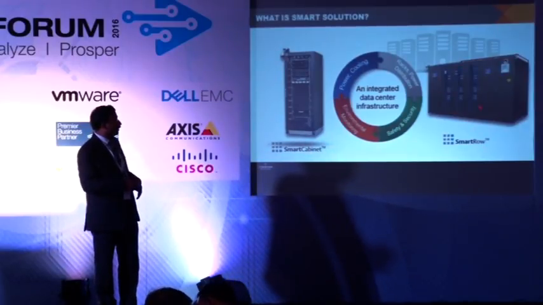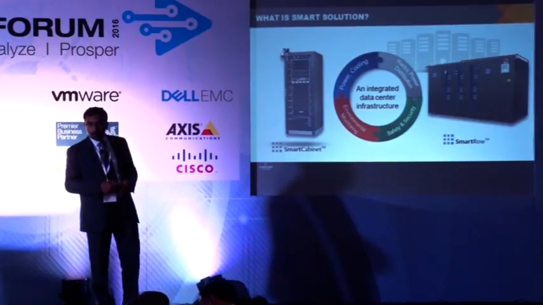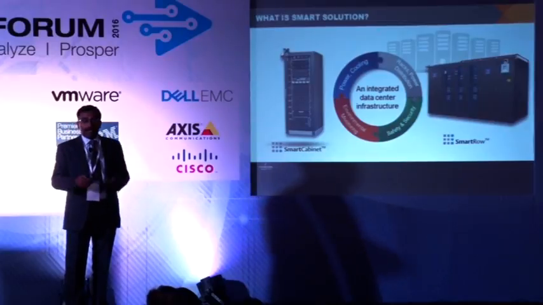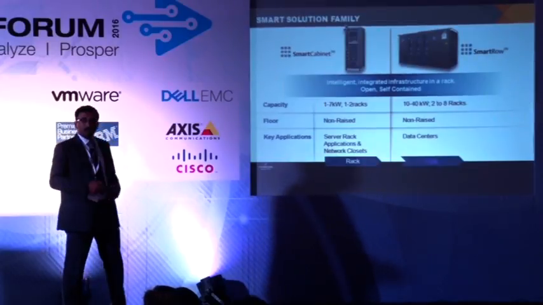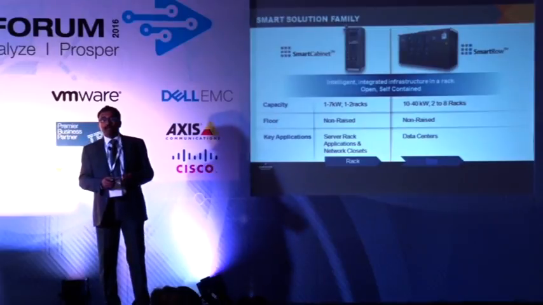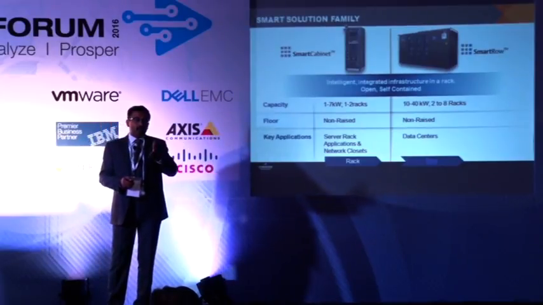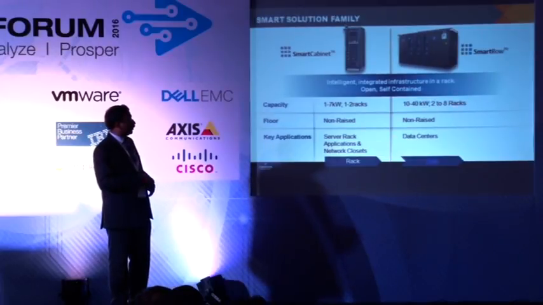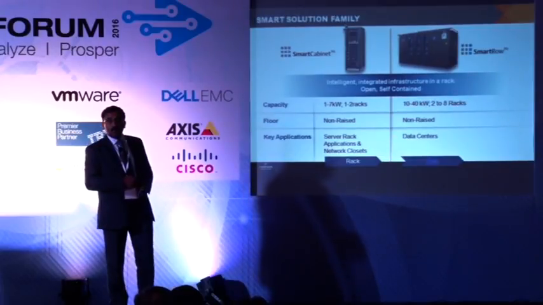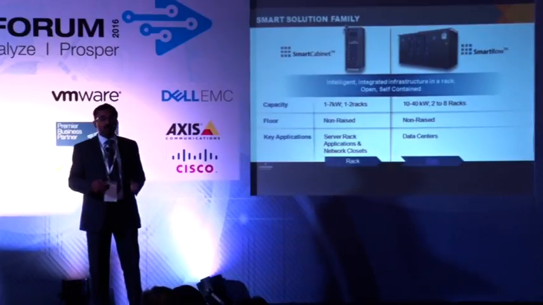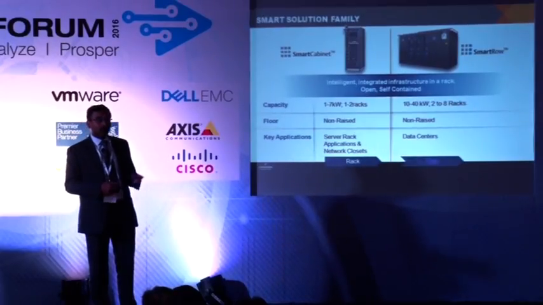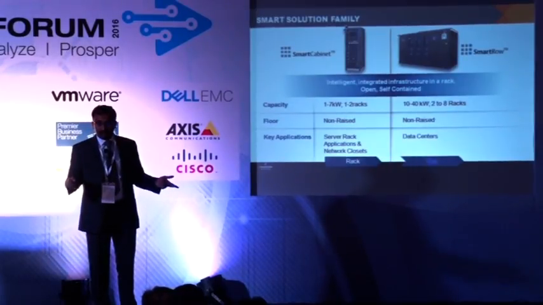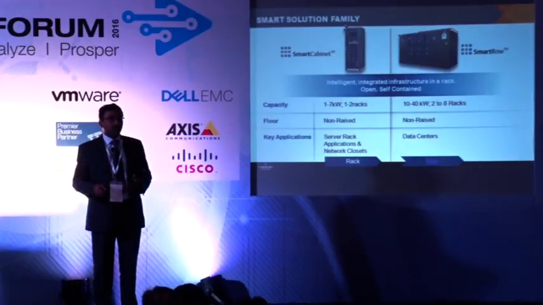When you have more racks, we call it a smart row. And there is something we call a smart aisle when you have more than 8 racks. So we talk about 1 or 2 rack solutions where you typically have a 1 ton or 2 ton cooling requirement. And from 2 to 8 racks, it is 10 to 40 kilowatt. That means around 5 to 6 kilowatt per rack of cooling can be provided. It eliminates the need for a room itself because this is cooling within the rack.